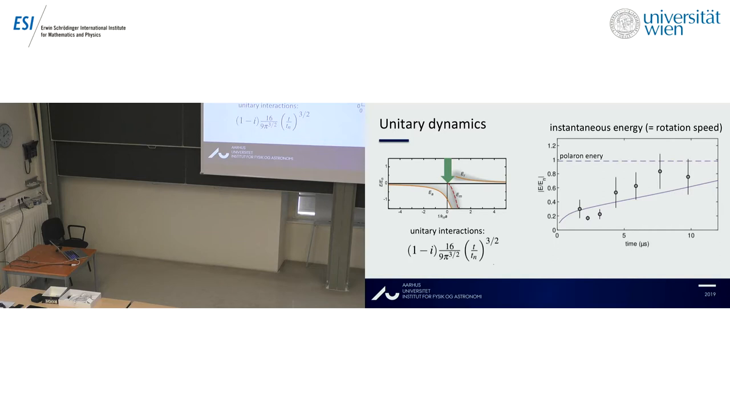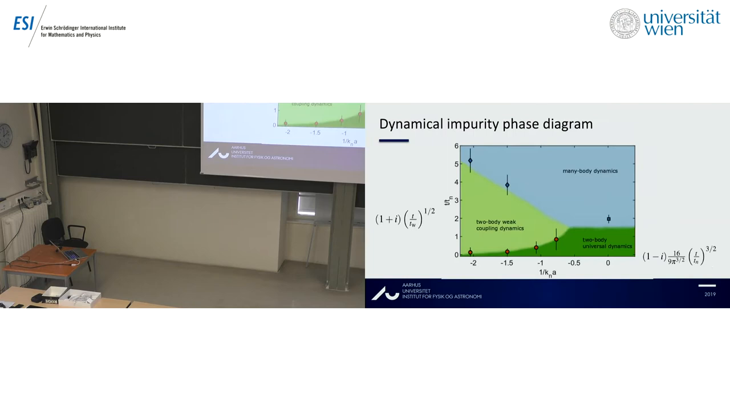the polaron energy as time progresses. And again, you can see the time scale matches well as we go from a two-body unitary regime to the polaronic regime. The time scale goes from 0 to about 10 microseconds. So again, the energy approaches the Bose polaron, and we thereby witness the onset of polaronic behavior in our system.